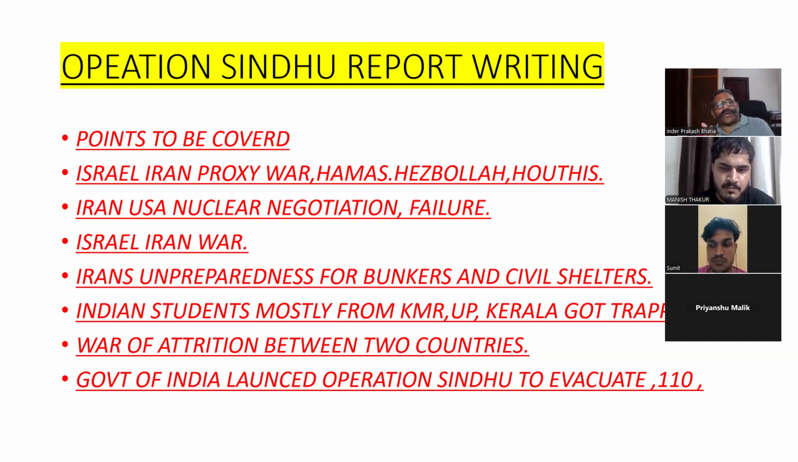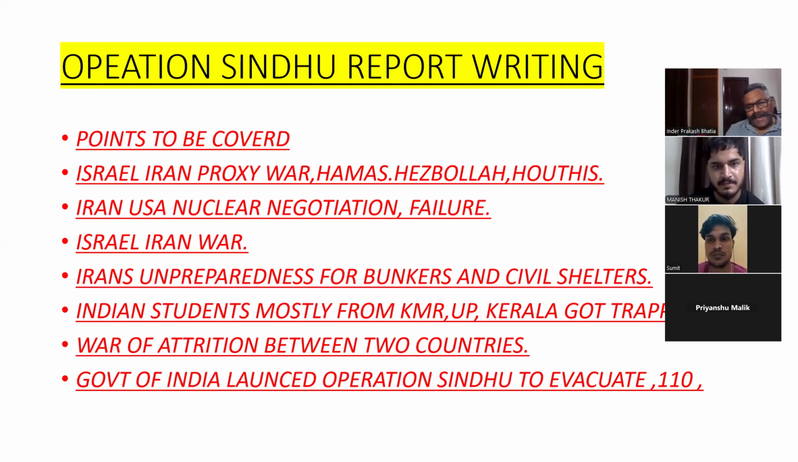France, Britain, Germany, Jordan, they flew their aeroplanes and destroyed most of the drones and missiles which were fired by Iran towards Israel. So it has happened twice, but this time the 6th day has entered and the war between the two countries is going on. Iran's unpreparedness for bunkers and civil shelters.